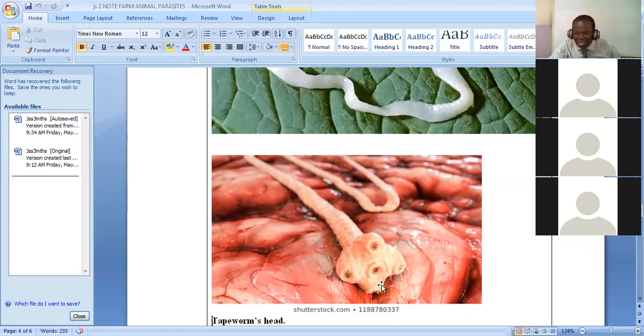Now, this is the head of the tapeworm. Look at it. Now, these are the segments behind. Can you see this structure my cursor is on? 1, 2, 3, 4, 5. That is, of course, what they use to suck the blood, to do their havoc in the animal. That's the tapeworm I've just explained.